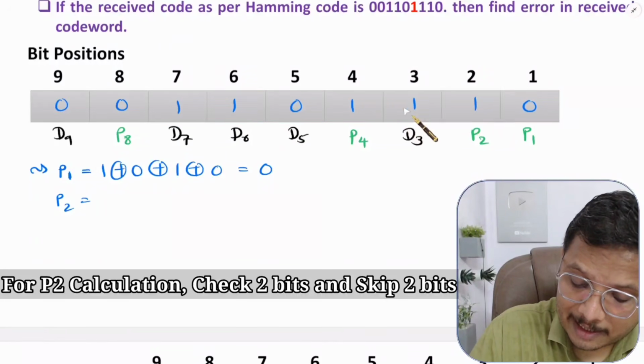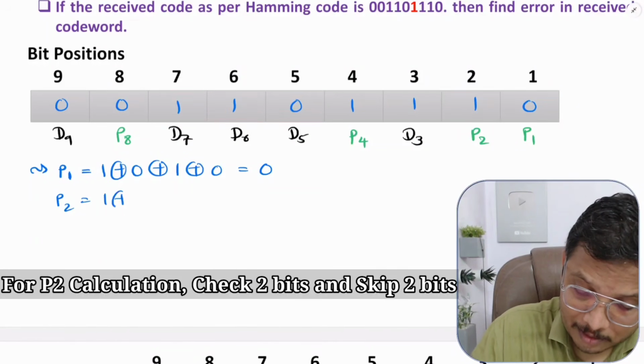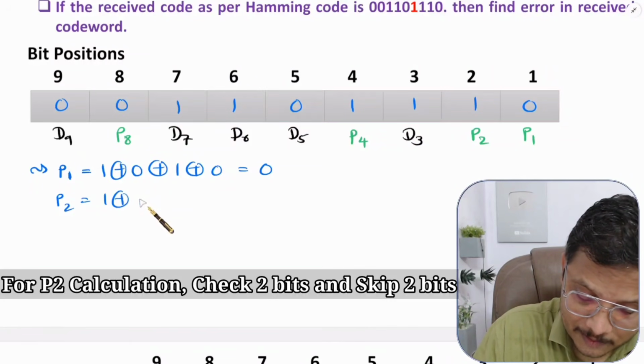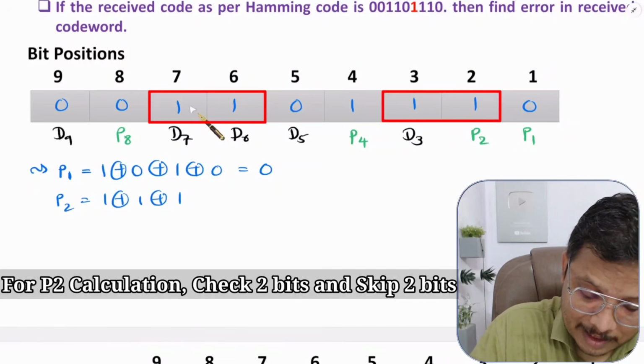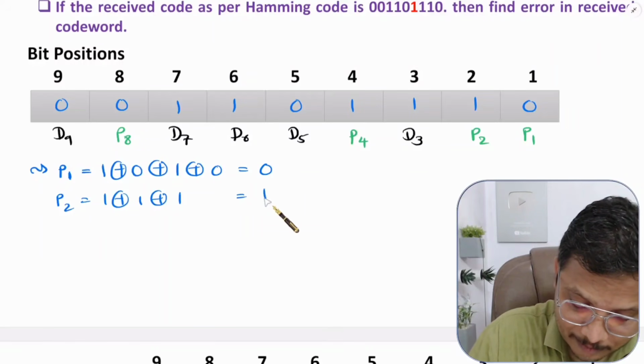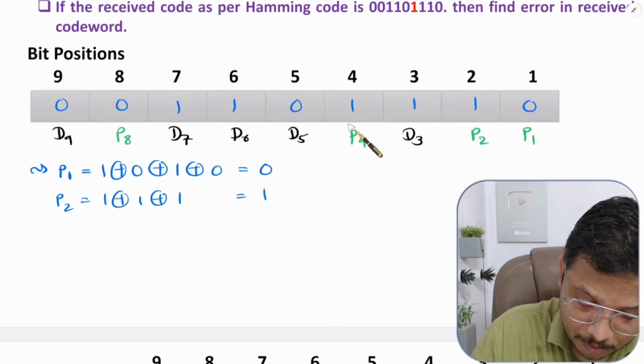So check 2 bits, that is having D3, that is 1. Then skip 2 bits. Then check these 2 bits, that is 1 1. So 1 XOR 1. Then skip these 2 bits. Then again check, but here we don't have bits. So you can say P2 is 1 XOR 1 XOR 1, so that is 1. Now let us see it for P4.